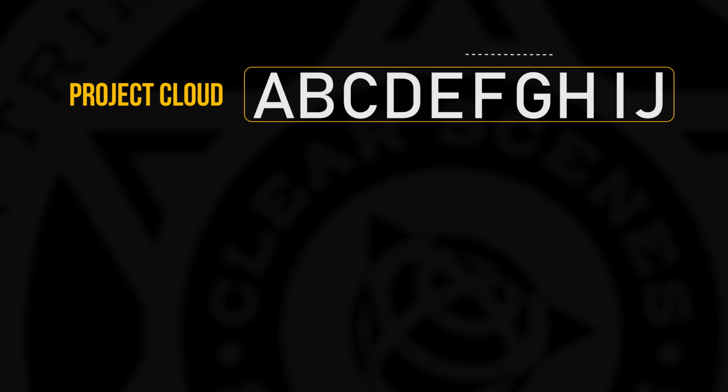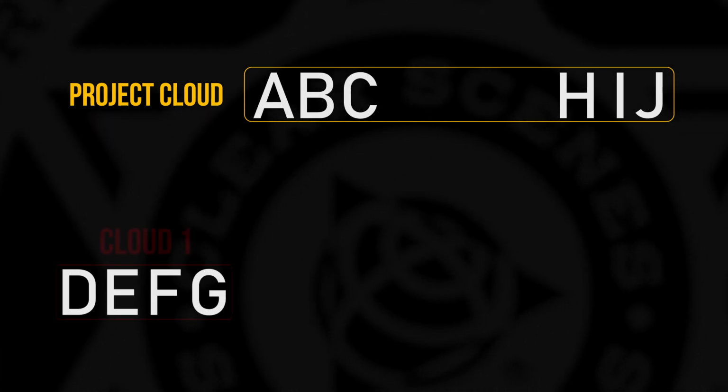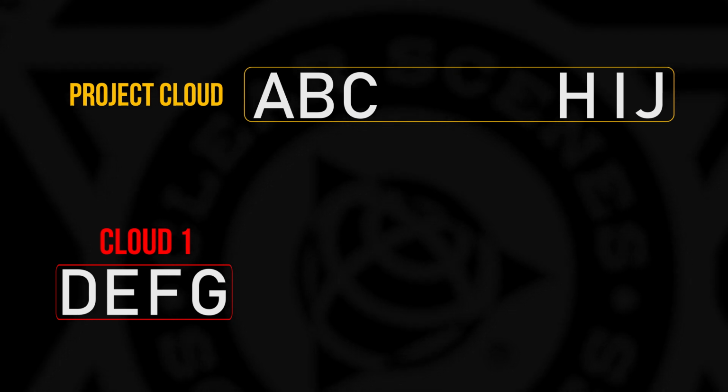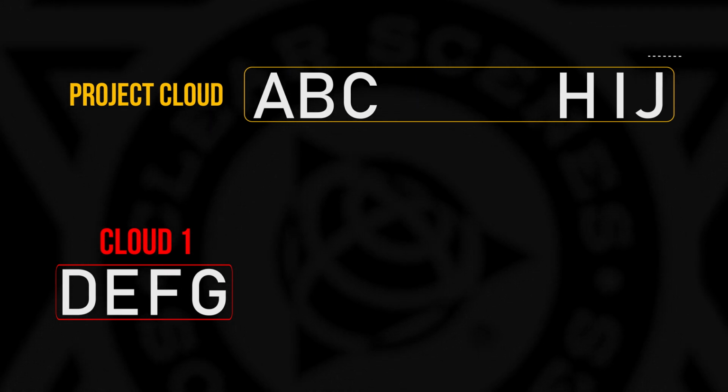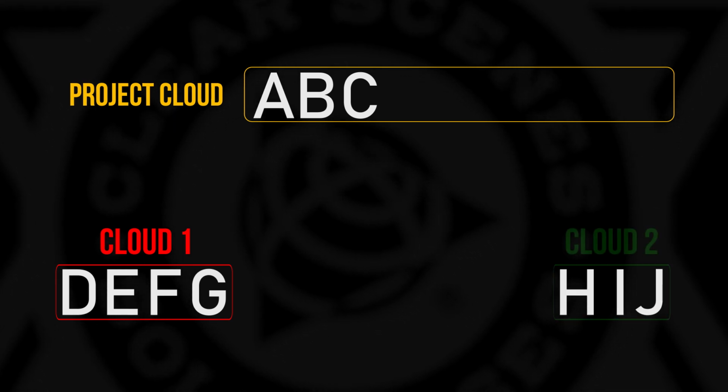Here's a simple way to explain how segmentation works. We have our pool of data called Project Cloud. In that pool is a bunch of data represented here as letters. We decide what pool we want to pull from, and we want to segment out letters D, E, F, and G and place them in a new pool. Now we want to segment and create another new pool with H, I, and J from the Project Cloud.